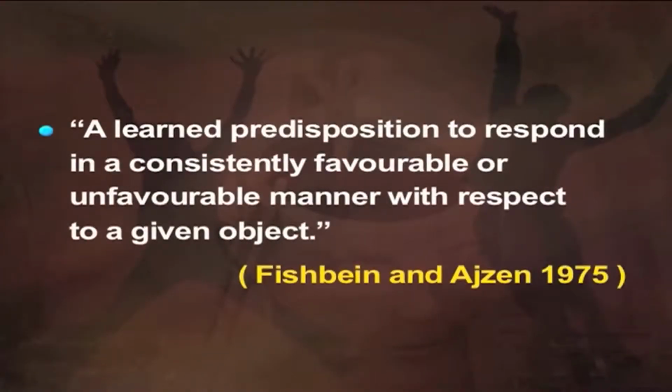Fishbein and Ajzen in 1975 defined attitude as a learned predisposition to respond in a consistently favorable or unfavorable manner with respect to a given object. Campbell in 1980 linked attitude with the degree of consistency in a person's response to a situation or subject. Several definitions of attitude have evolved across time, and recently more emphasis has been placed on evaluation.